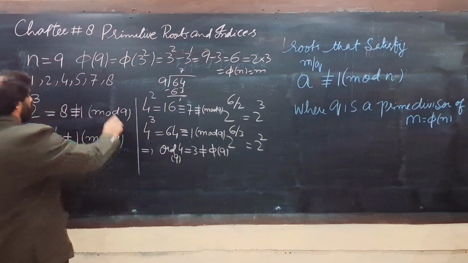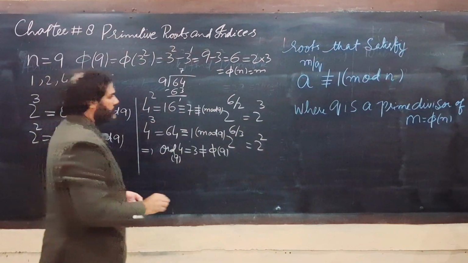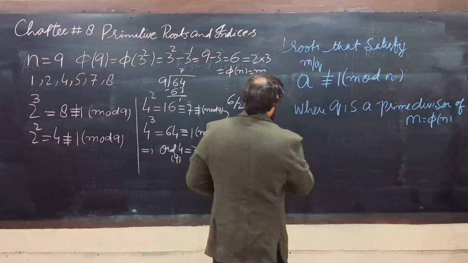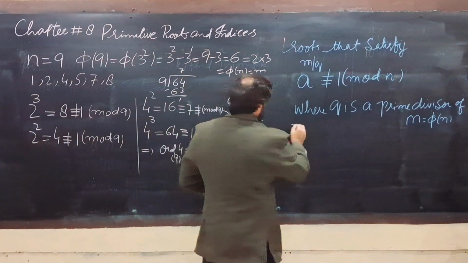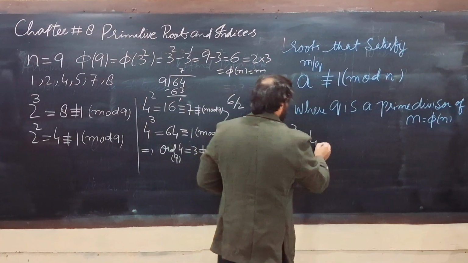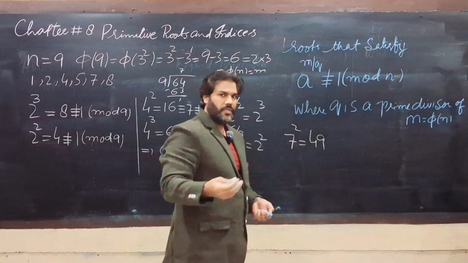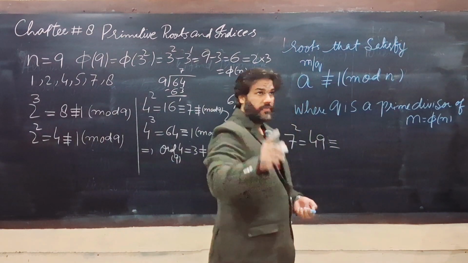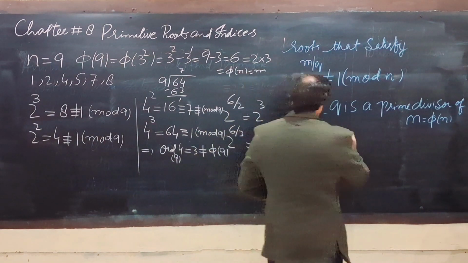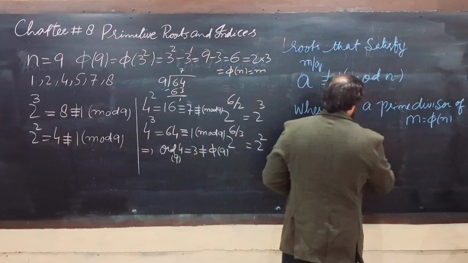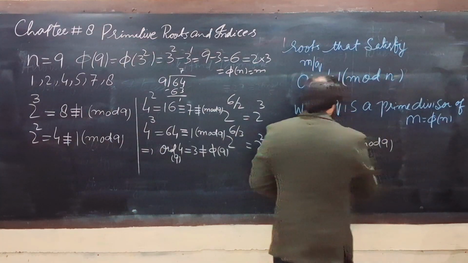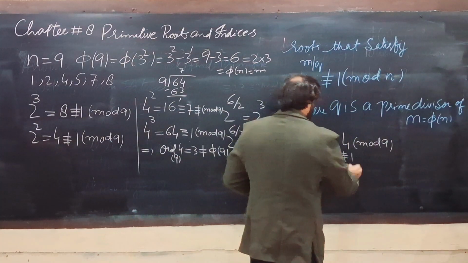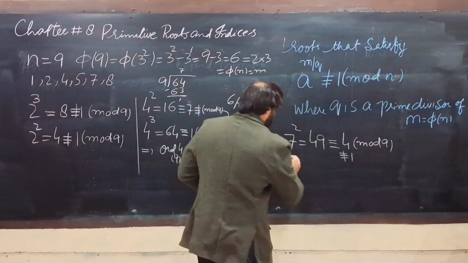One more, suppose we take 7. Your 7 square is 49, and when you divide 49 by 9, 9 fives are 45, and the remainder is 4. This is not congruent to 1. Now take the other power, 7 cube.